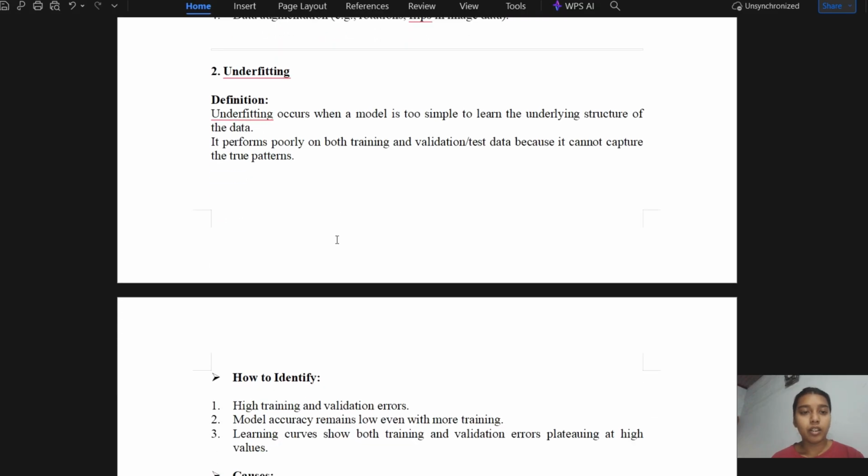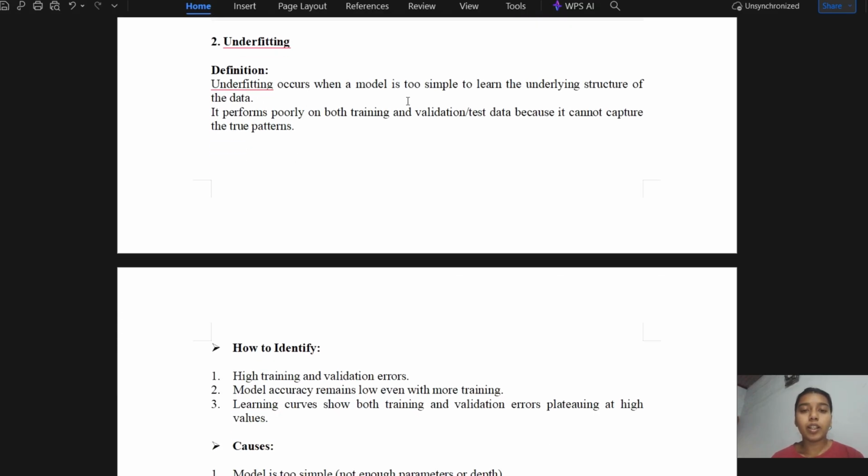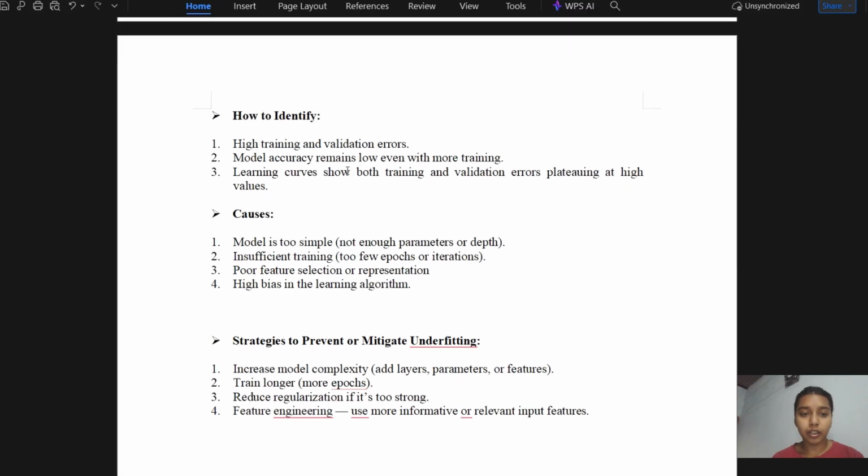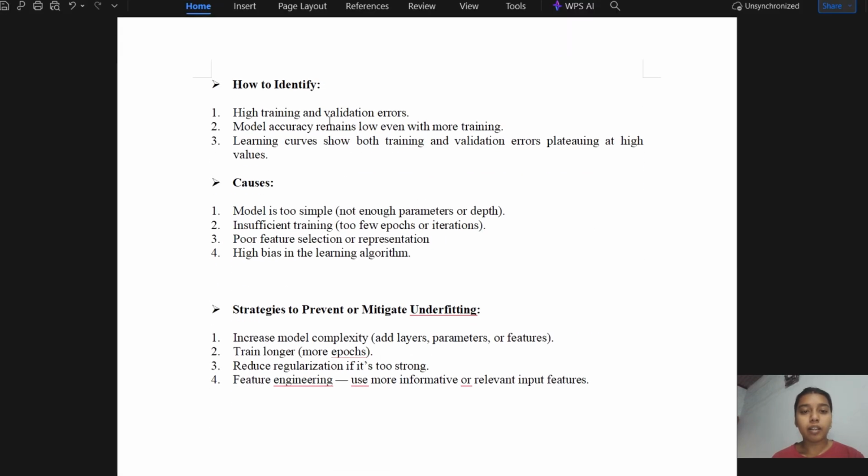Second, underfitting. Underfitting occurs when a model is too simple to learn the underlying structure of the data. It performs poorly on both training and validation tests because it cannot capture the true patterns. How to identify? First, high training and validation errors. Second, model accuracy remains low even with more training. Third, learning curves show both training and validation errors staying at high values.